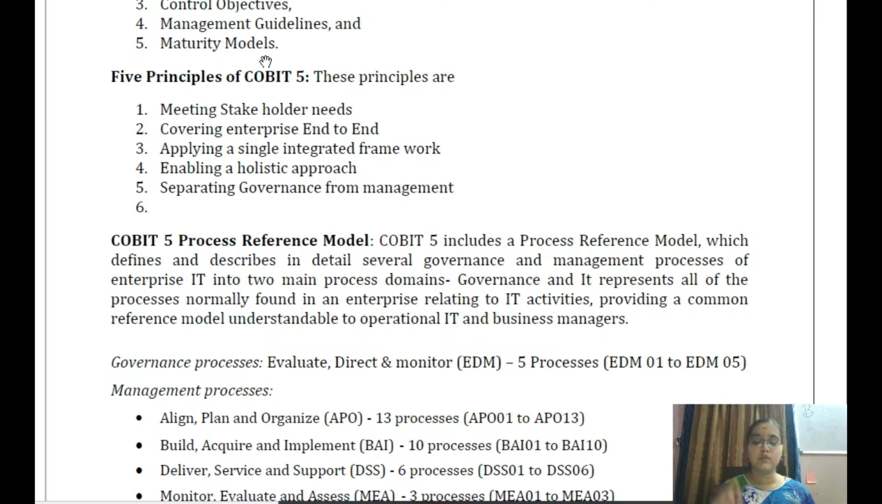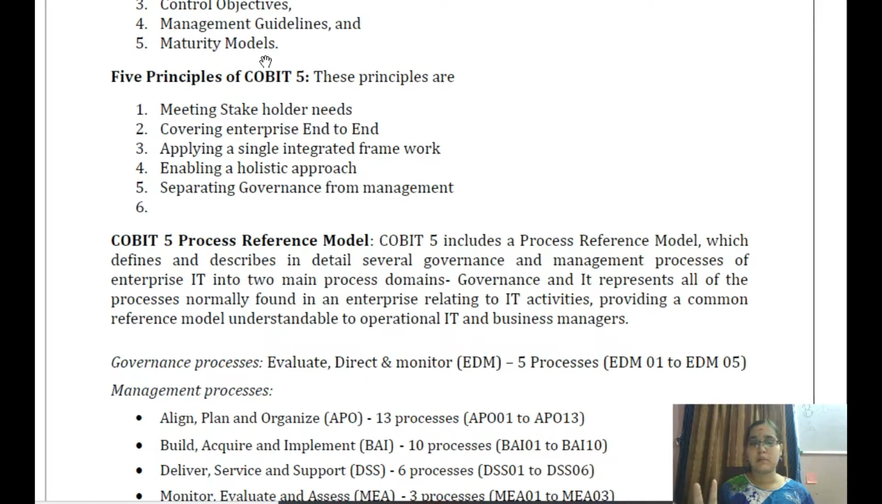Then enabling a holistic approach. Effective and efficient governance and management of IT is the aim of COBIT 5, right? So it will take into account all the interacting components, and it will define a set of enablers which will be helping them, providing them support for implementation of governance of IT in the organization. Then separating governance from management. So the COBIT 5 framework makes a clear distinction between governance and management, because the two are different issues and have different activities to be taken care of.